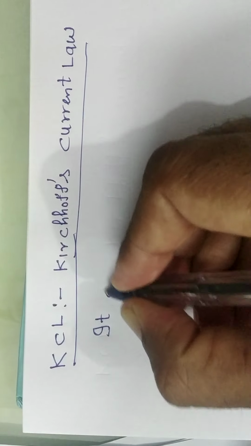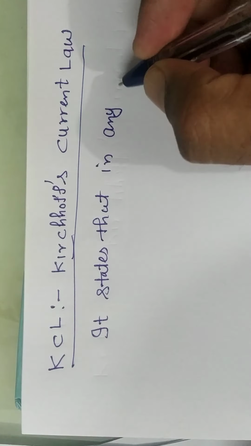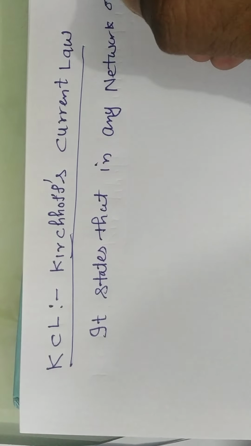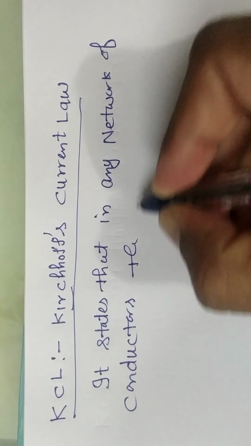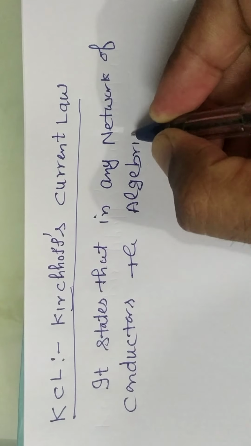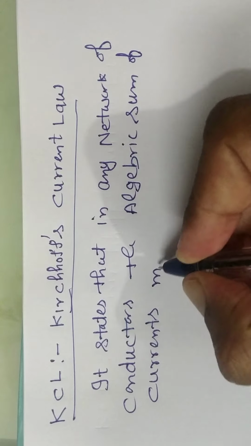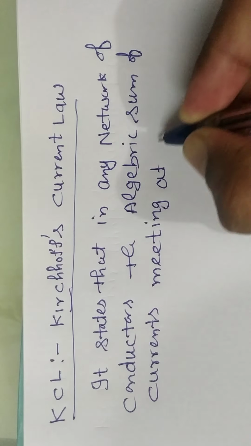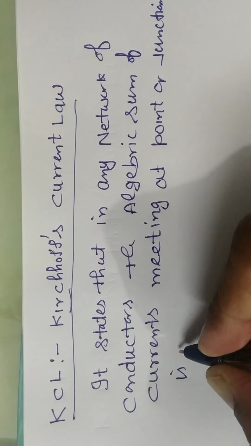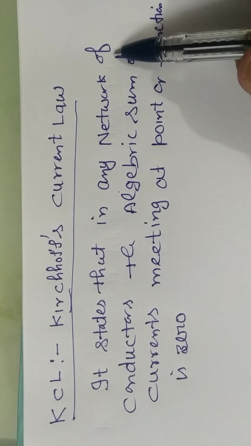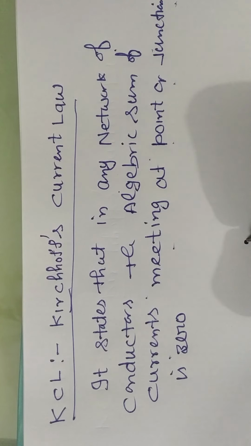It states that in any network of conductors, the algebraic sum of currents meeting at a point or junction is 0. Suppose this is the point.